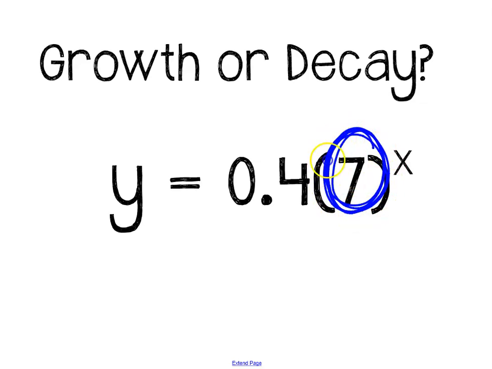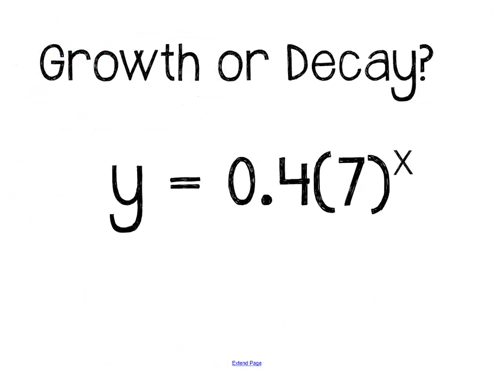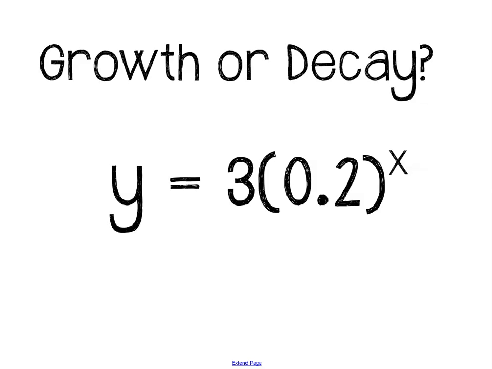Remember, the value inside the parentheses, or the value that has the exponent, is your rate of growth or decay. Because this is a 7, which is larger than 1, that makes this growth. All right, one more. Growth or decay? Correct. This one is decay.